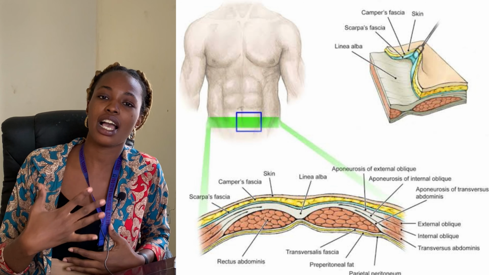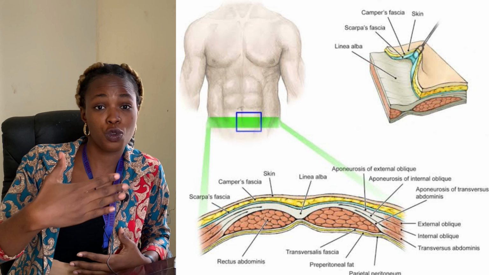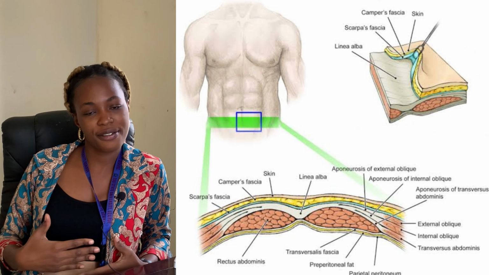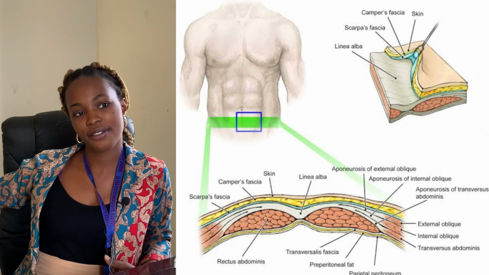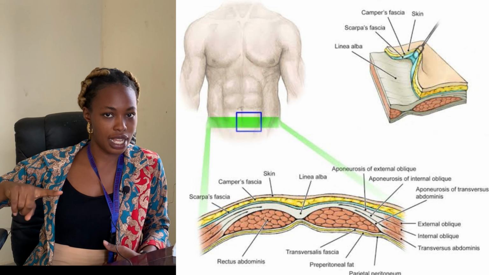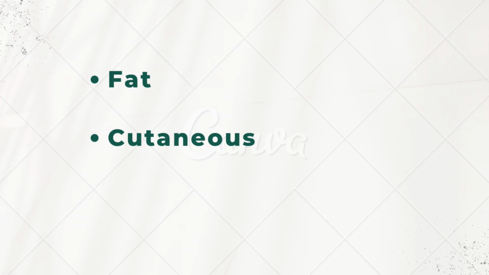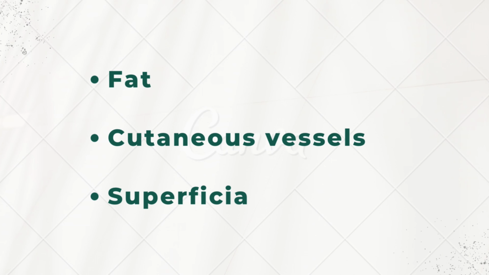So the Camper's fascia is the superficial one, while the Scarpa's fascia is the deep one. The Camper's fascia is fatty, while the Scarpa's fascia is membranous. You've gotten that. So there's something you might not have been taught. This fascia contains fat. This fat is what accumulates in the lower part of the abdomen after puberty. We also have cutaneous nerves. It contains cutaneous vessels and also contains superficial lymphatics.